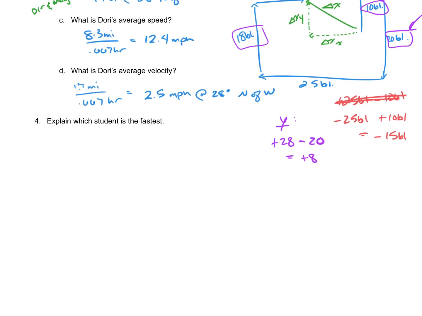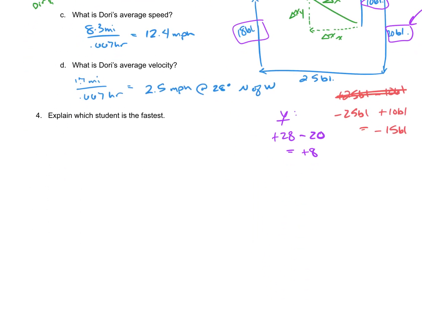So the last question asks you to compare which student is the fastest. So thinking about which is the fastest relies on two different distinctions. If you're talking about speed, or if you're talking about velocity, each of these values are going to be different. So if you recall that Danica's speed was 2.76 miles per hour, so this is going to be miles per hour. And this is going to be just the magnitudes of the velocities. All the directions are the same.